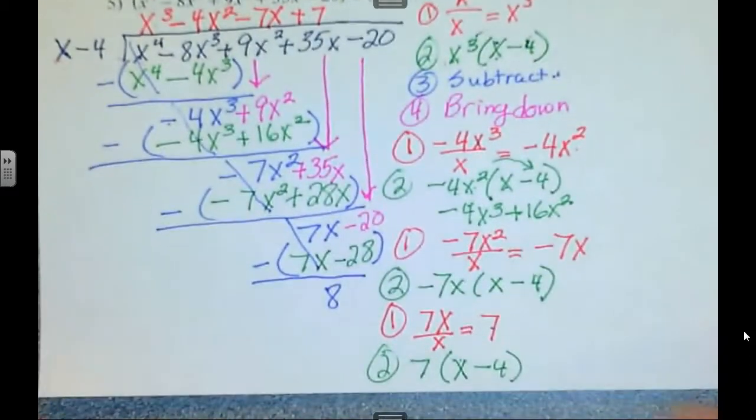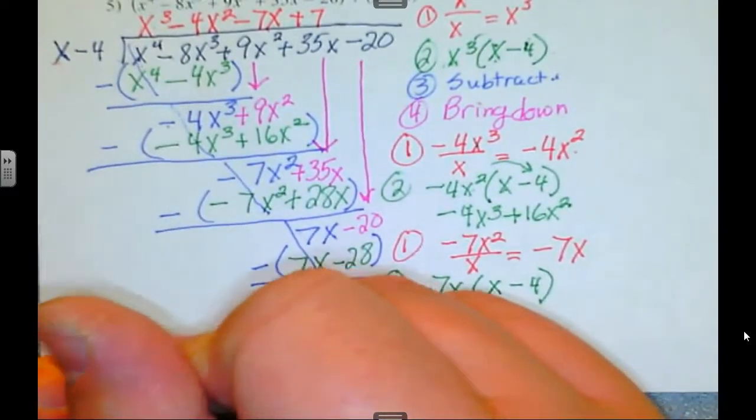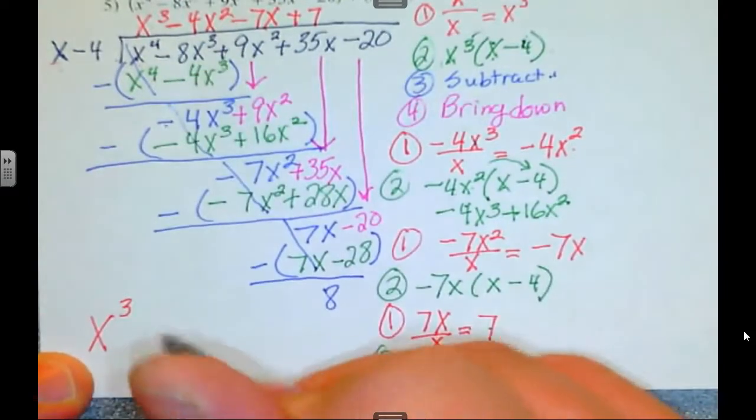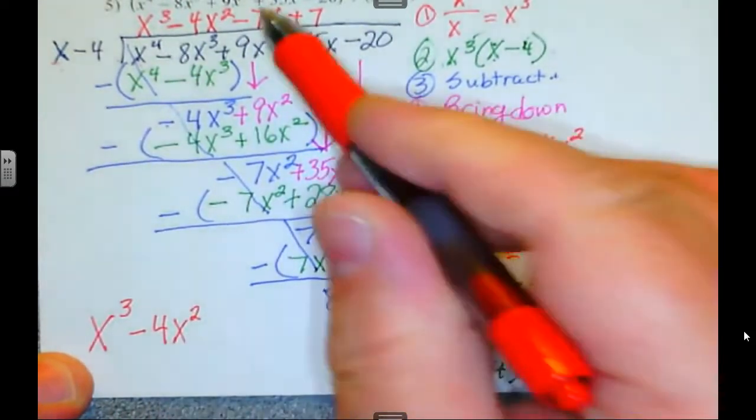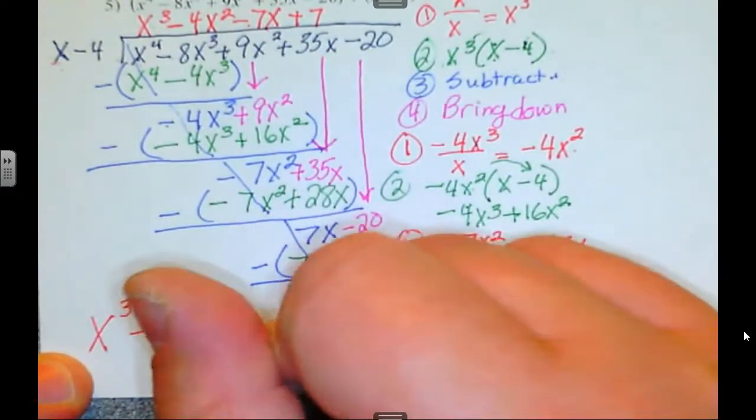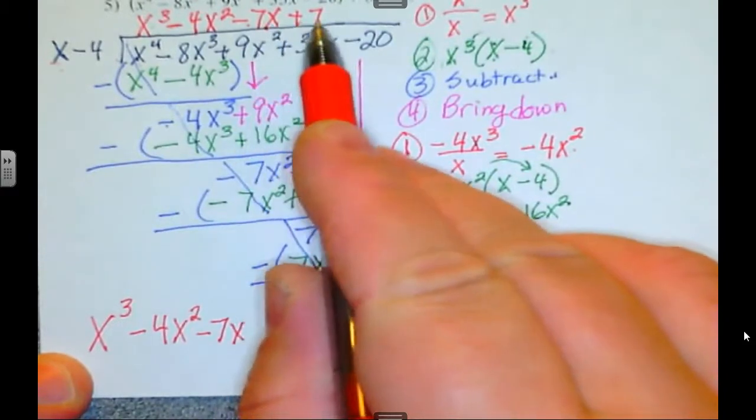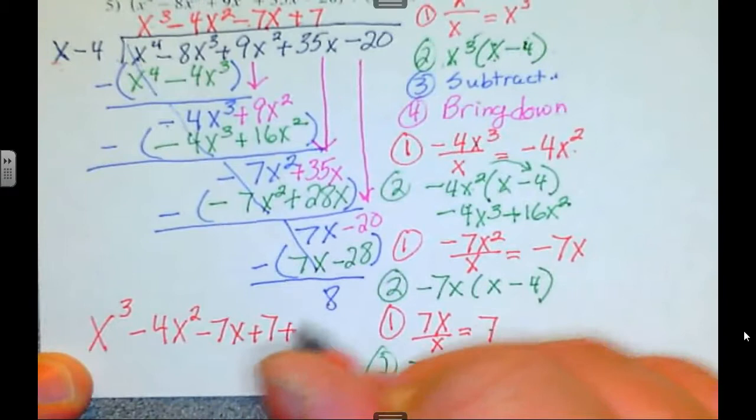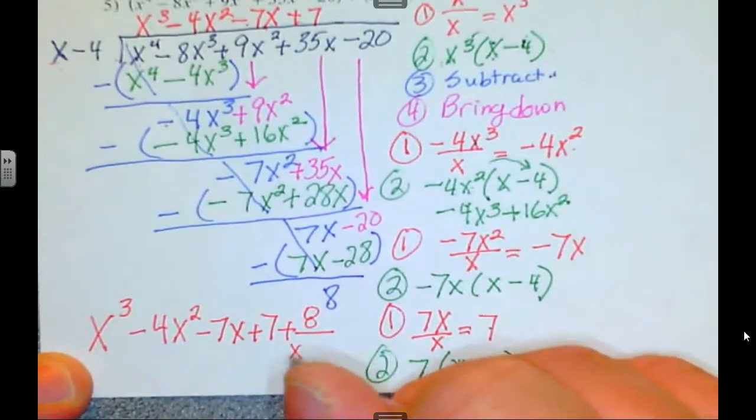So my answer: x cubed minus 4x squared minus 7x plus 7 plus 8 over the divisor x minus 4.